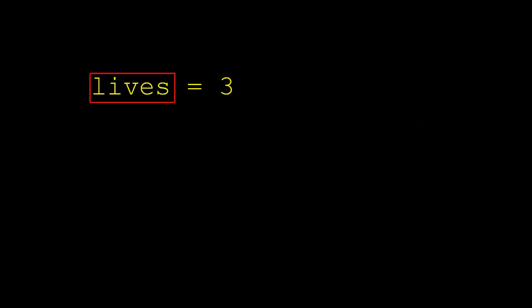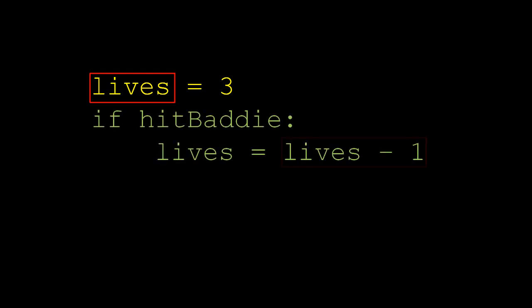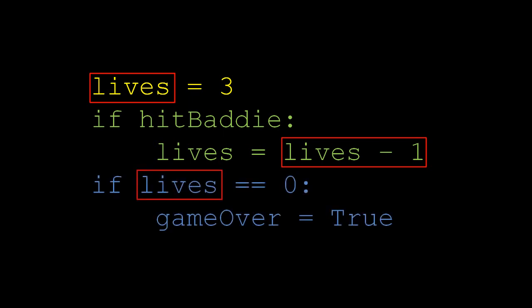So you might have a status for the number of lives in a game which you could set to an initial value and take one from it when required. You could also check the value currently in the variable and end the game when the value reaches 0.